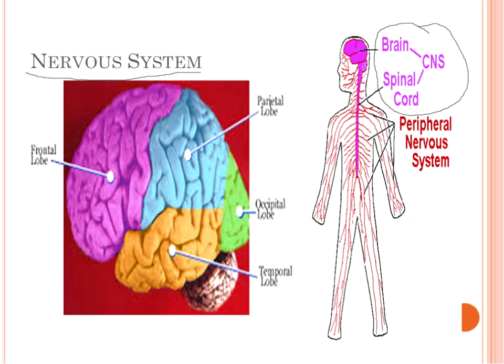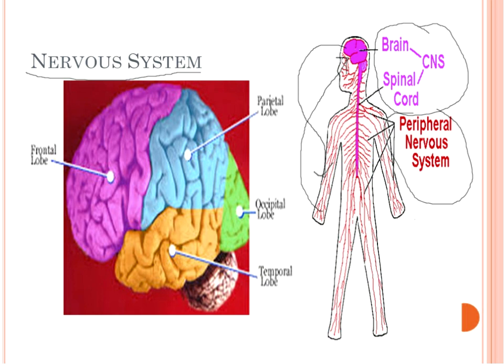All the other nerves, sensory and motor neurons, make up the peripheral nervous system. Sensory neurons go from the body to the brain and spinal cord. Motor neurons go from the brain and spinal cord back out to the rest of the body. So it's like a whole repetitive thing.